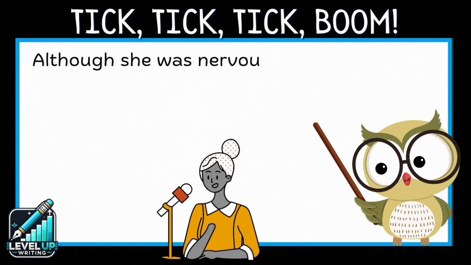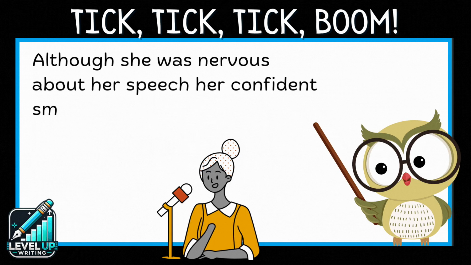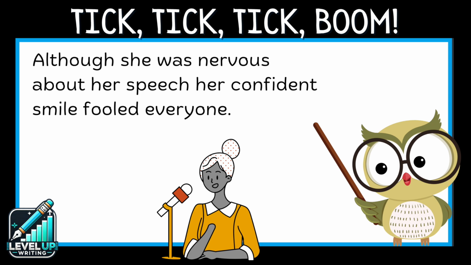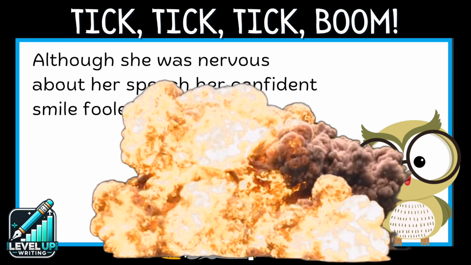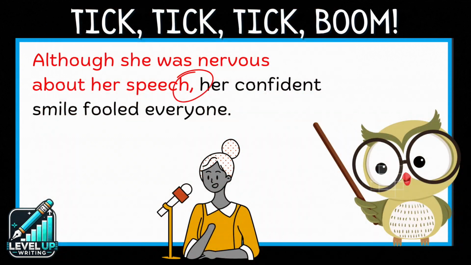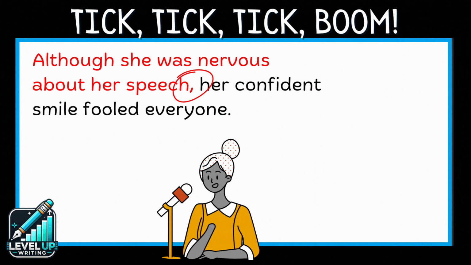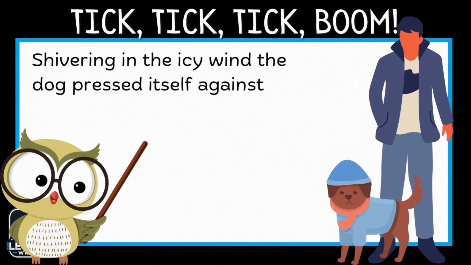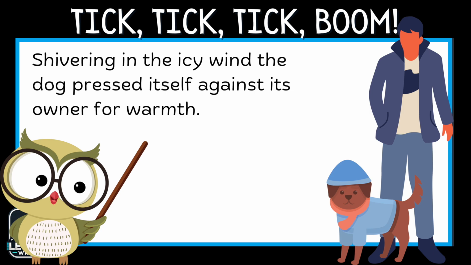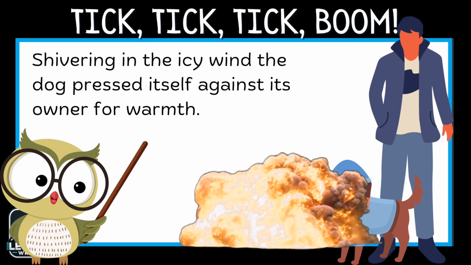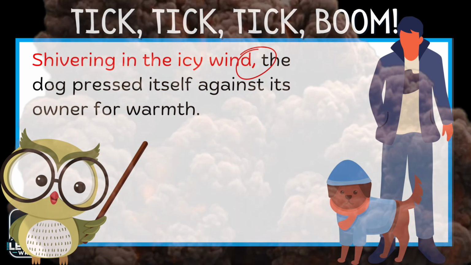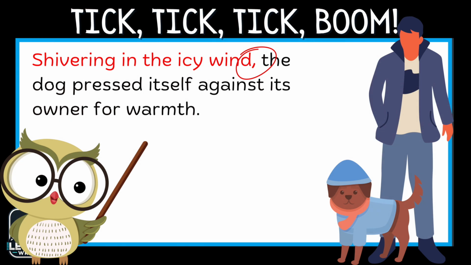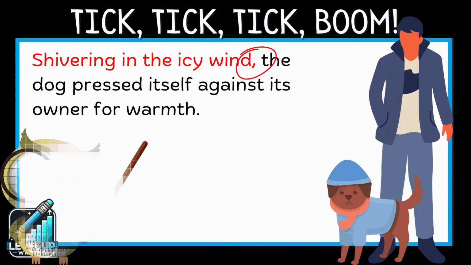Although she was nervous about her speech, her confident smile fooled everyone. Comma after this dependent clause, before the main clause. Shivering in the icy wind, the dog pressed itself against its owner for warmth. Comma after wind, before the main clause. The dog pressed itself against its owner for warmth. This is some descriptive writing.